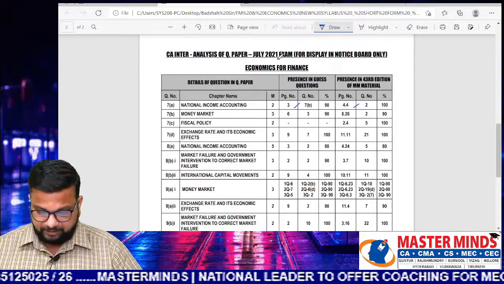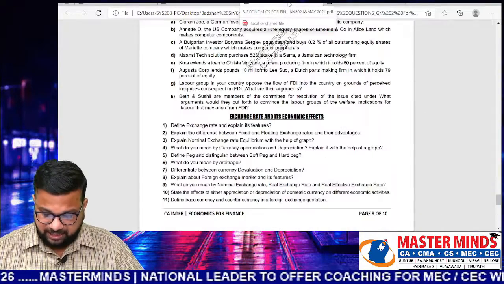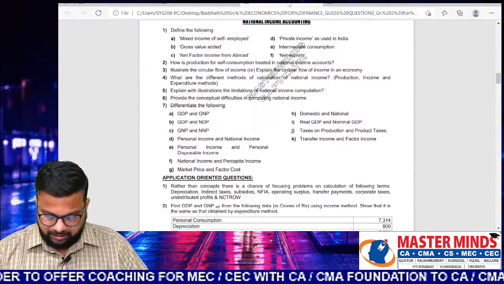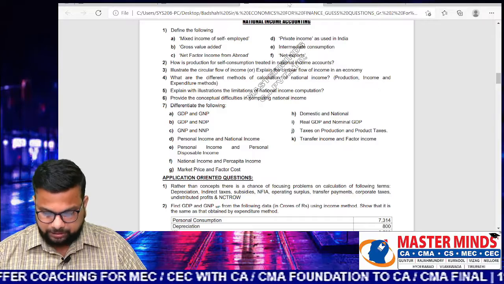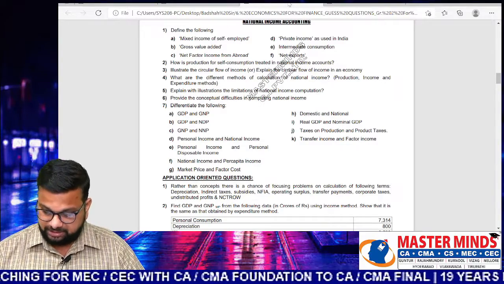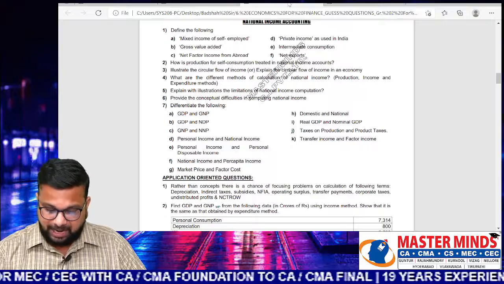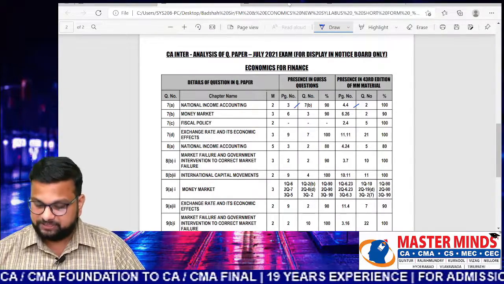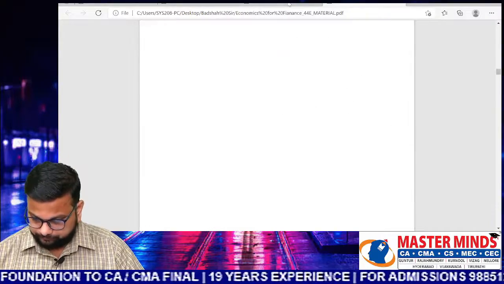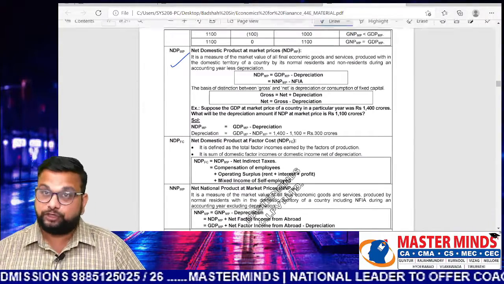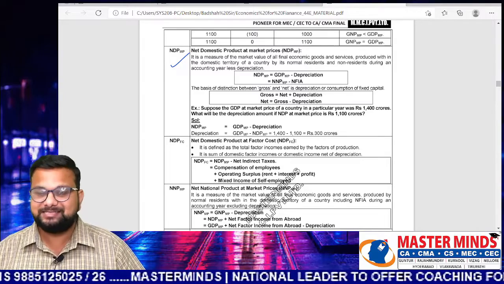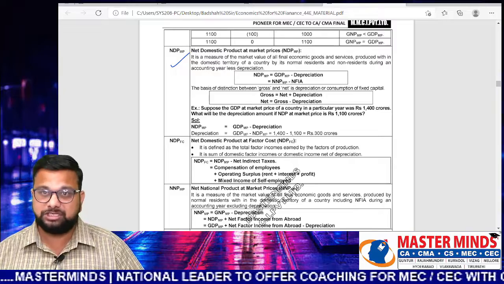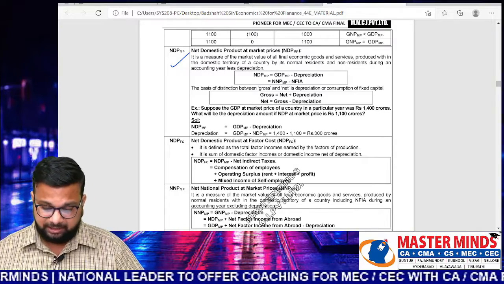If you see, this is the GUEST paper. You can clearly see here: differentiate the following, and we have asked NDP also, that is net domestic product at market price. So it is covered in our GUEST questions. In our Masterminds material, it is page number 4.4, question number 2, 100%. If you are thorough with our Masterminds material, you can easily answer that question. And even if you are not, but you have gone through our GUEST questions, then also you can easily answer that question.